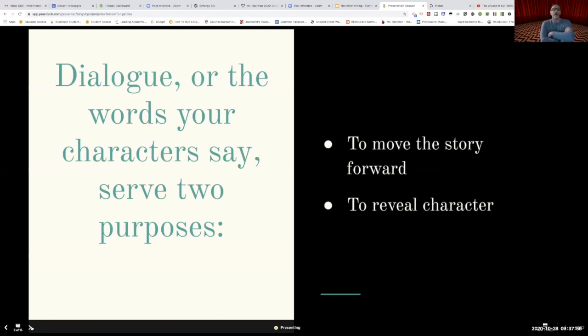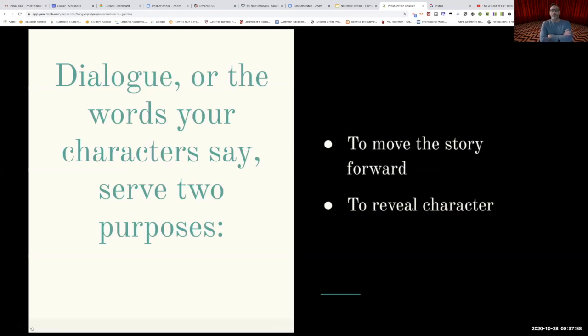So what else did we talk about yesterday and earlier in the week? We talked about dialogue, or the words that your characters say. And dialogue serves two purposes. Number one, and probably most important, is just to move the story forward. So it's not just two people in a room talking about inconsequential stuff. Everything that comes out of their mouths is to move the story forward in some capacity. And then it's also to reveal character.